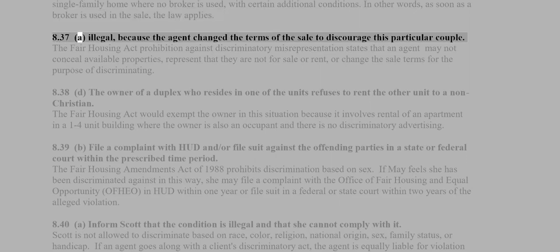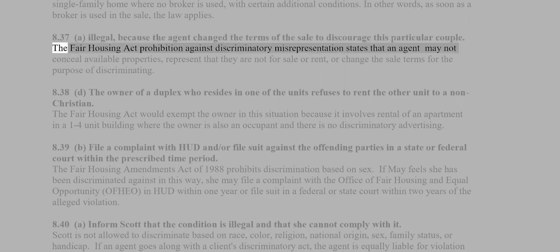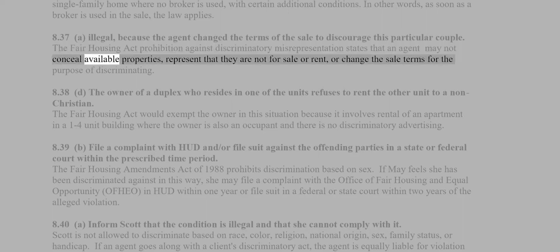8.37 a. Illegal, because the agent changed the terms of the sale to discourage this particular couple. The Fair Housing Act prohibition against discriminatory misrepresentation states that an agent may not conceal available properties, represent that they are not for sale or rent, or change the sale terms for the purpose of discriminating.